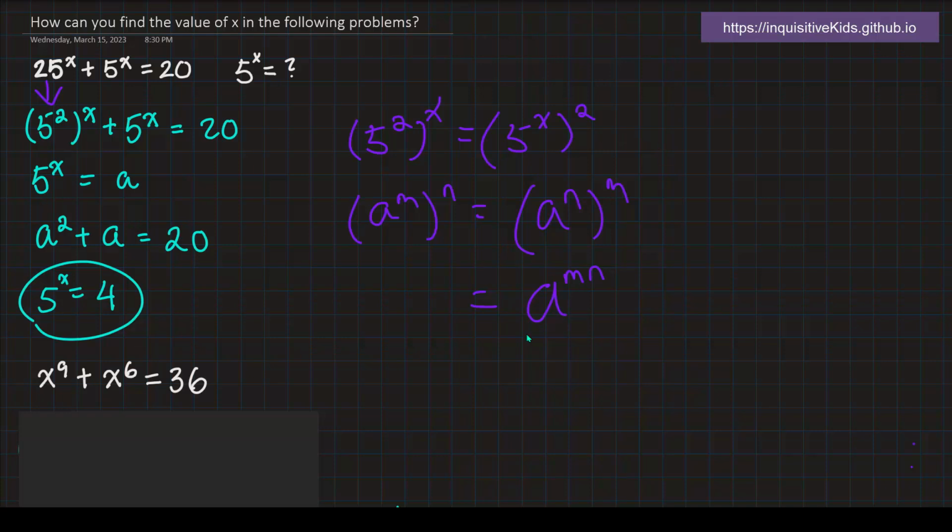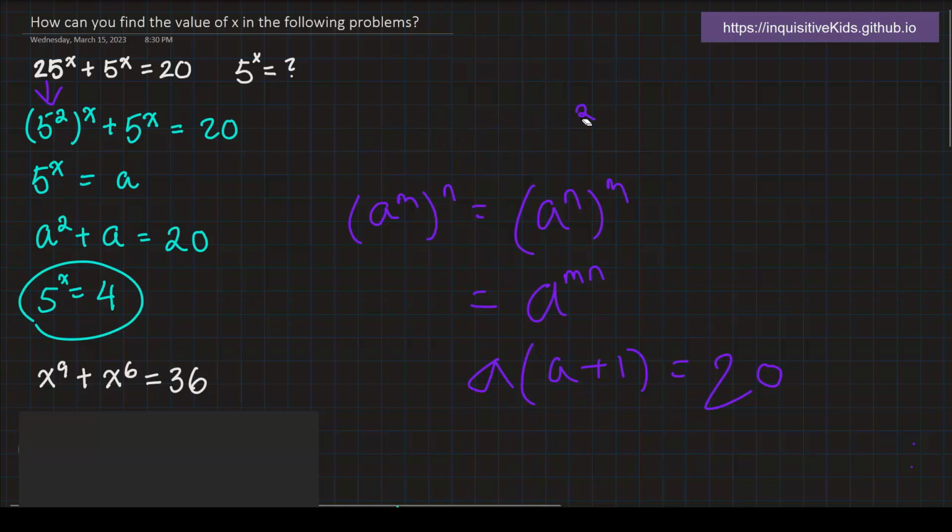So now that I have 5 to the x power squared plus 5 to the x equal to 20, I replaced 5 to the x power with a, so it would be easier to solve. So then it would be a squared plus a is equal to 20. If you use the distributive property and you factor out the a, then you have a times a plus 1 is equal to 20, which means that a is equal to 4. So our answer would be 4 because a also represents 5 to the xth power. All right, so that was my solution for the first problem.